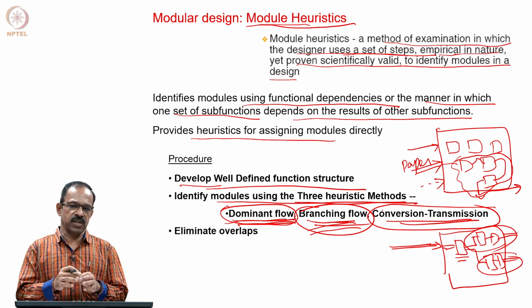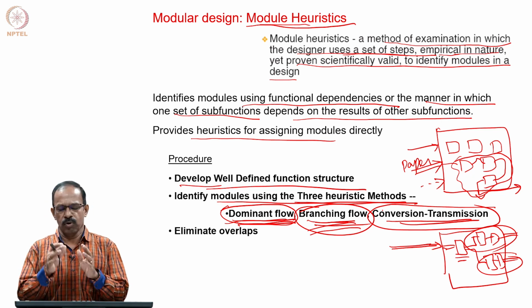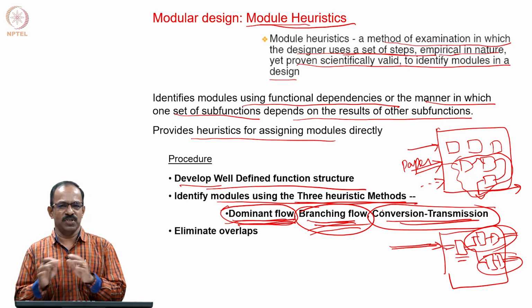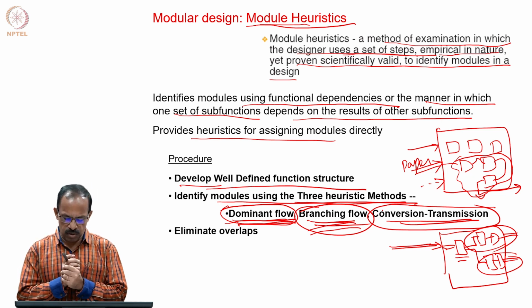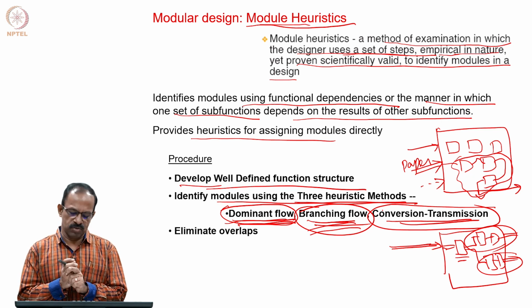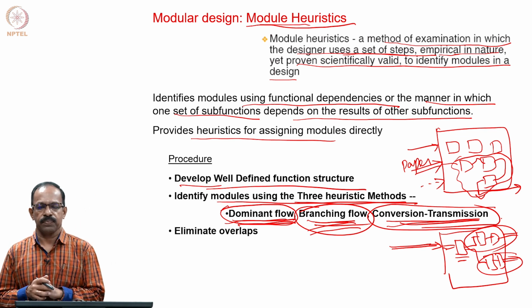Whenever there is a conversion and a transmission, it can be only conversion or only transmission. In this case, when there is a conversion and transmission, both can be taken into a single module. So, that is basically the conversion transmission heuristics.